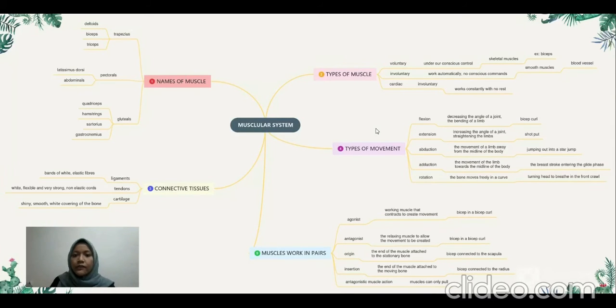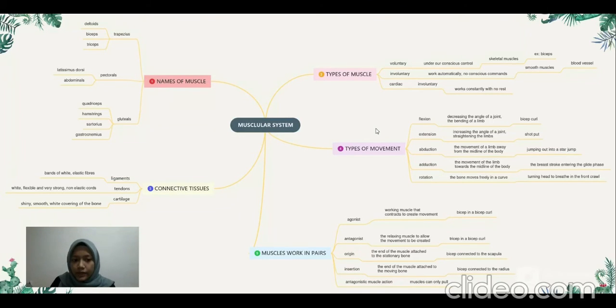For types of muscle, we have 3: voluntary, involuntary, and cardiac. Voluntary is under our conscious control. Involuntary works automatically with no conscious command. Cardiac is involuntary, which works constantly with no rest.